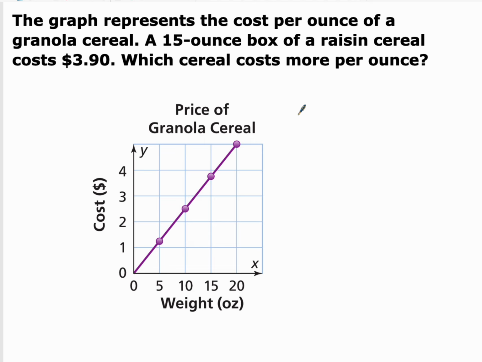All right. So how would we find the cost per ounce of our granola cereal here? You do 3.9 divided by 15. Nope, I said granola. Granola cereal is this one. Look at y. Which x and y value can I see clearly on this graph? 20 and 5. So if I take 20 and 5 and I set them up as a proportion, a ratio, what number needs to go on top?